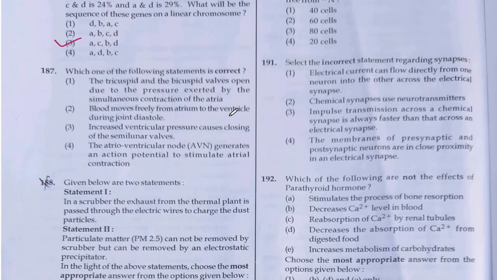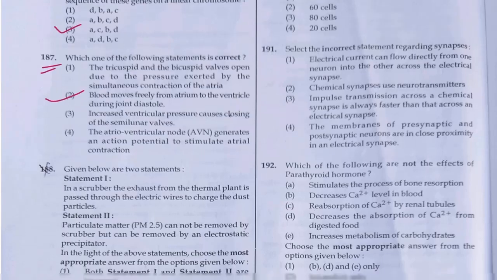So coming to question number 187, which one of the following statements is correct? So option 2, that will be blood moves freely from atrium to the ventricle during the joint diastole. So option 2 will be the correct one.